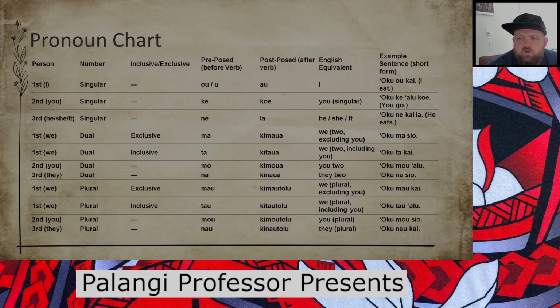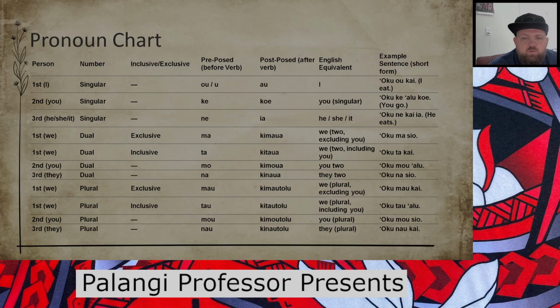And so you can see in this sentence, oku ke alu koe, that you can have ke before the verb of alu, which is to go, and after the verb as koe. It'll make a little bit more sense here when we talk about ne and ia. So those mean he, she, or it. And so when you're discussing something in the third person, so if it's a he, a she, or an it, then we would use ne before the verb and ia after the verb. And that's the same as we would say in English, right?